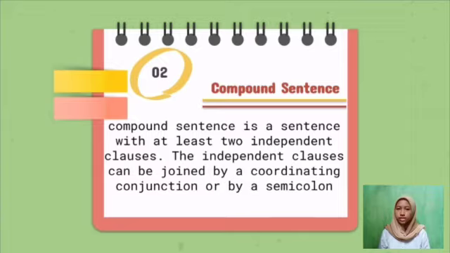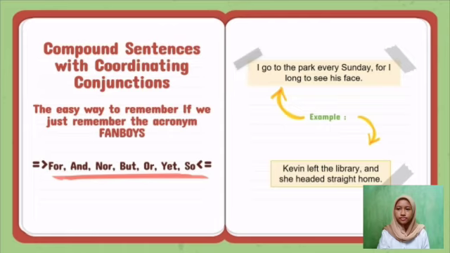So what's the difference between a simple sentence and a compound sentence? A simple sentence only has one independent clause, but a compound sentence has two independent clauses. And this is very important: we should add a coordinating conjunction to link each sentence. Next, we have compound sentences with a coordinating conjunction.